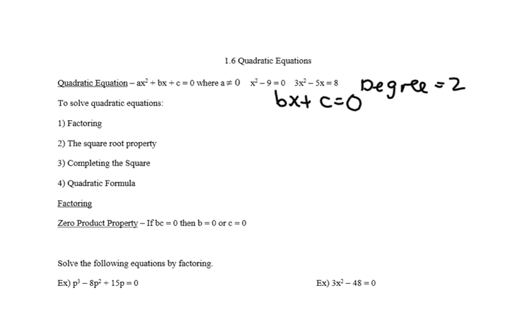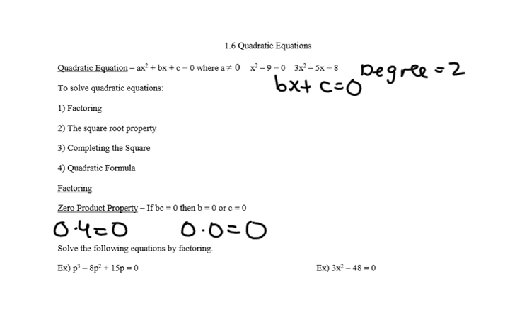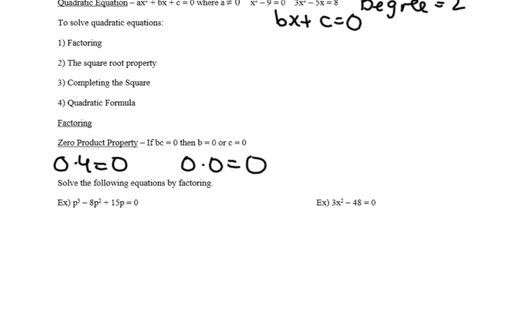Now, there are 4 different methods to solve quadratic equations: factoring, the square root property, completing the square, and the quadratic formula. We will focus on the factoring part of this video. But before we solve by factoring, we need to review the zero product property. All that's telling me is if I multiply multiple factors together, then one of the factors must be equal to 0. For instance, 0 times 4 is equal to 0. 0 times 0 is 0. One or both of the factors have to be equal to 0.